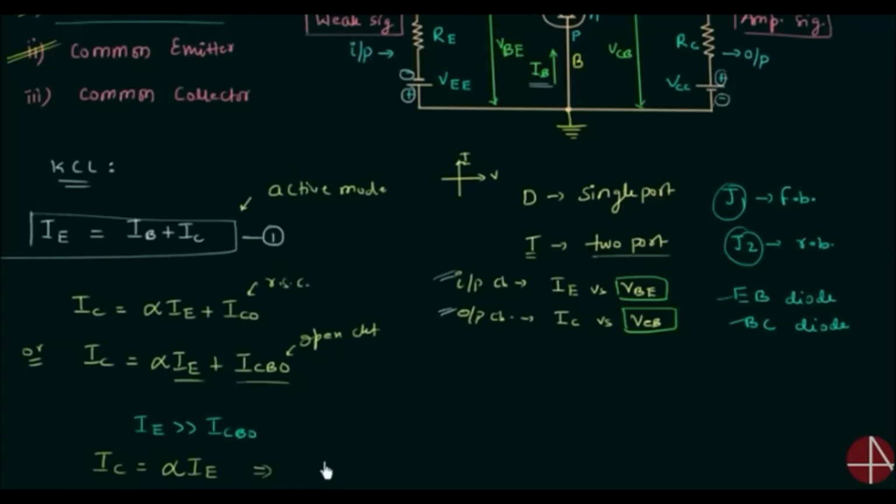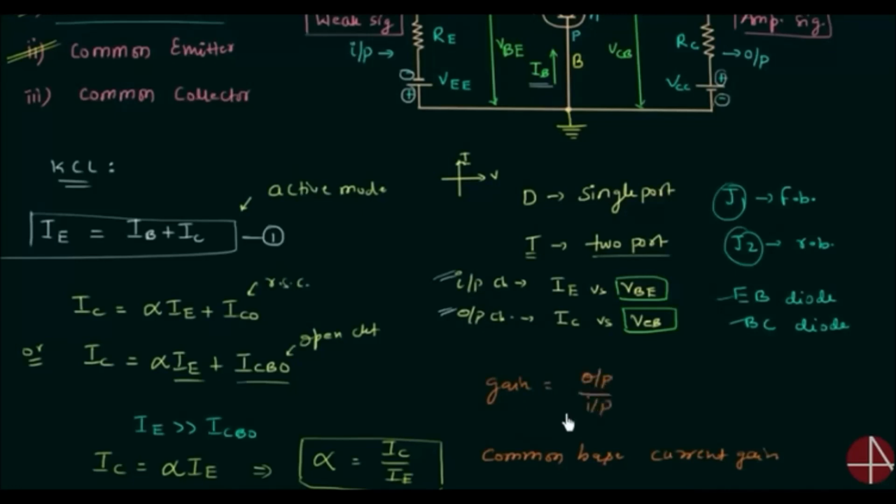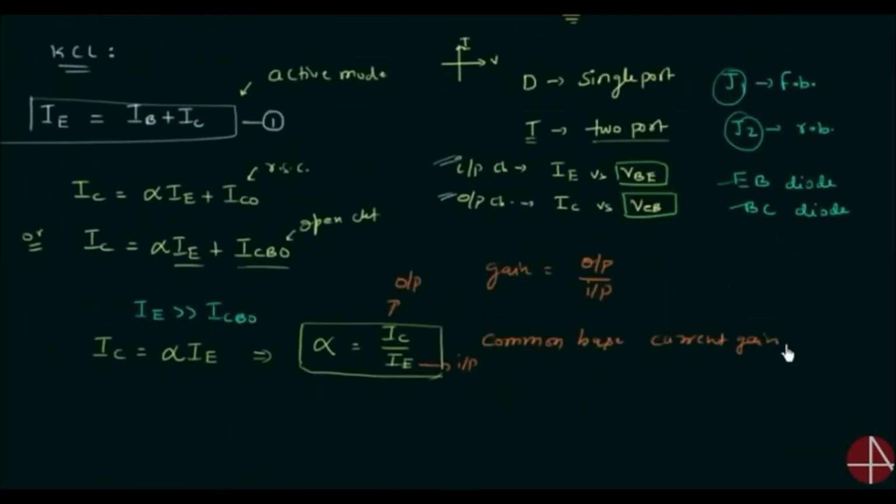So we can say that alpha is equal to IC divided by IE. This is a very important relation. Alpha is equal to IC by IE. Now what is alpha? Alpha is the common base current gain, and you already know gain is equal to the output by input. IC is the output current and IE is the input current. So alpha is the common base current gain, and it is also called the amplification factor. These are the two names for alpha.